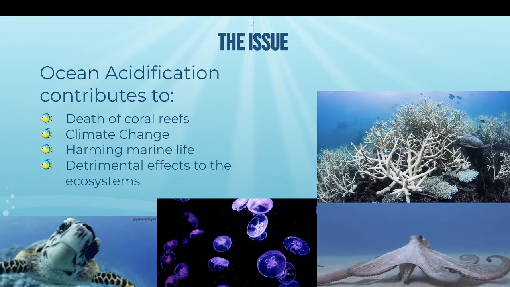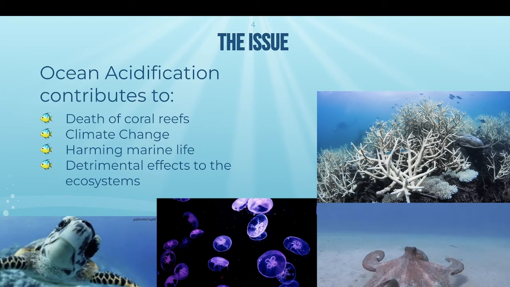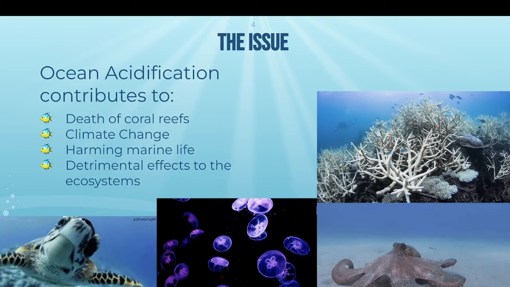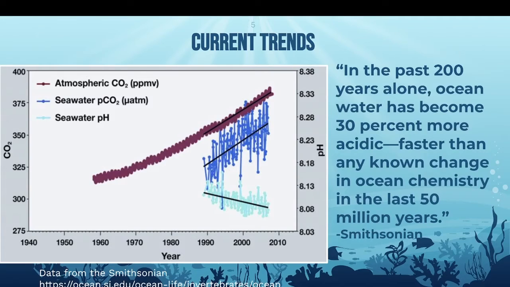It is responsible for the deaths of coral reefs across the world, as well as being a leading cause of climate change. As you can see in this graph, the trend for pH levels in the ocean has dropped significantly in recent years. The Smithsonian, one of the world's largest research complexes, said that in the past 200 years alone, ocean water has become 30% more acidic, faster than any other change in ocean chemistry in the last 50 million years.